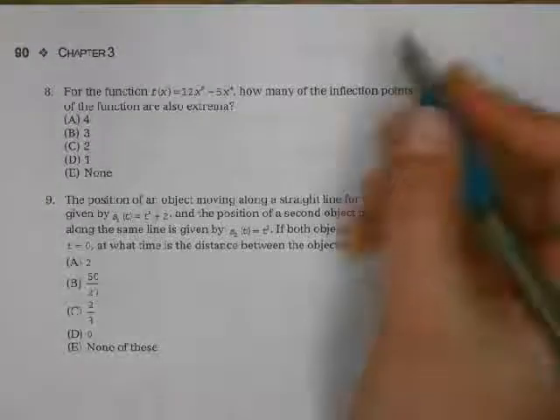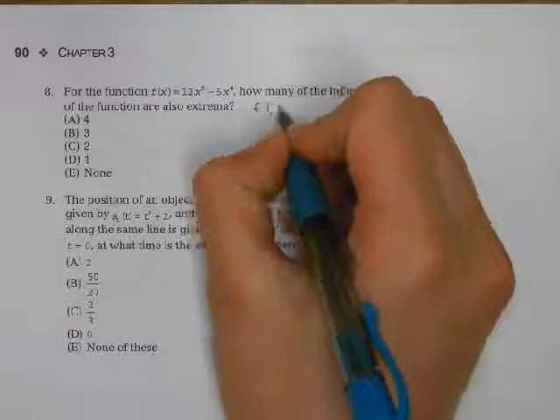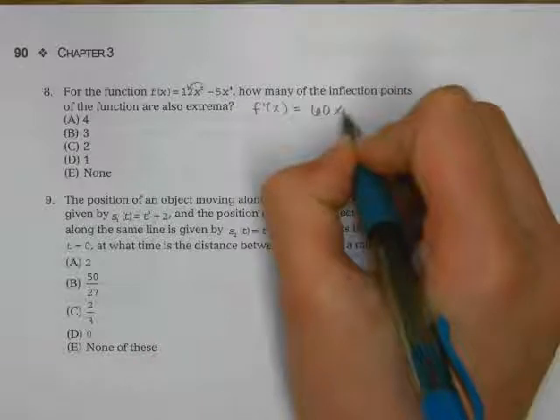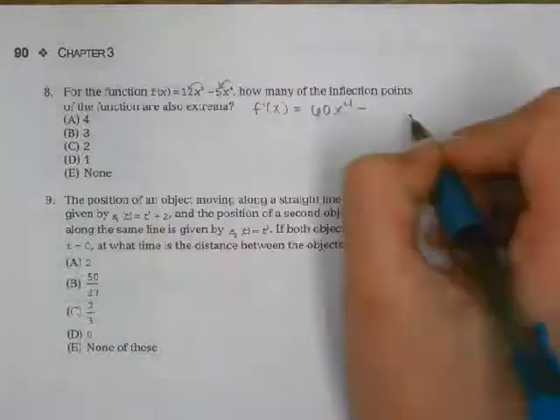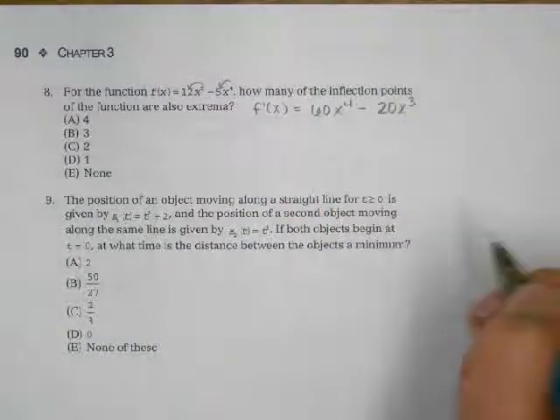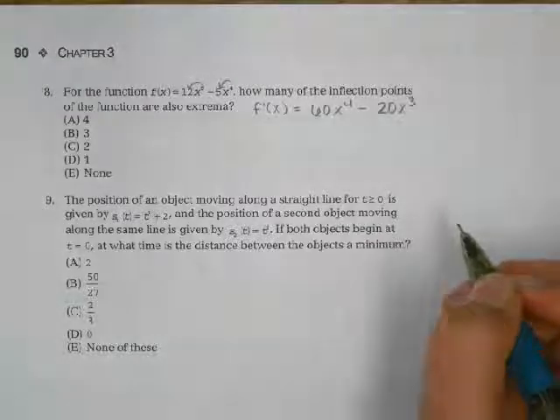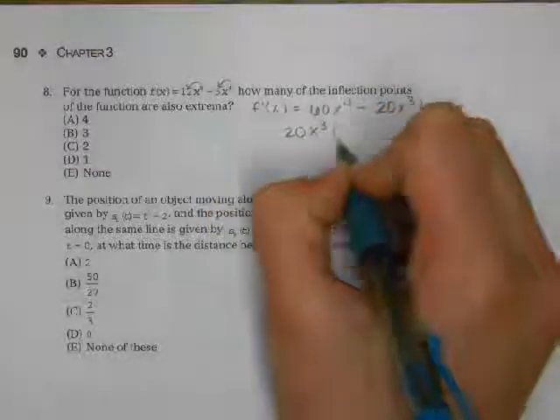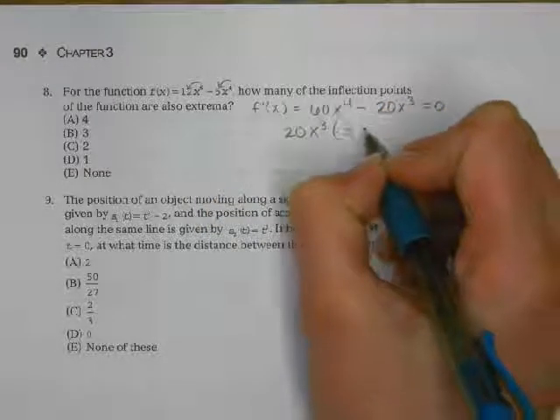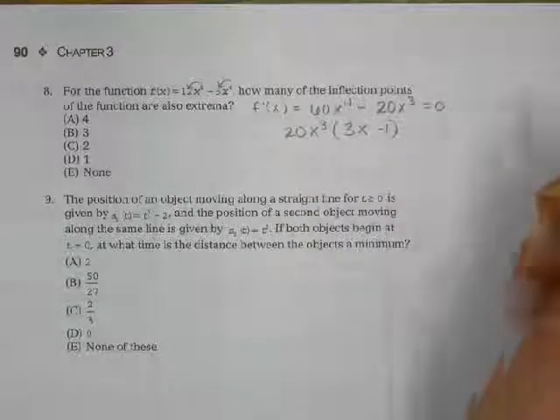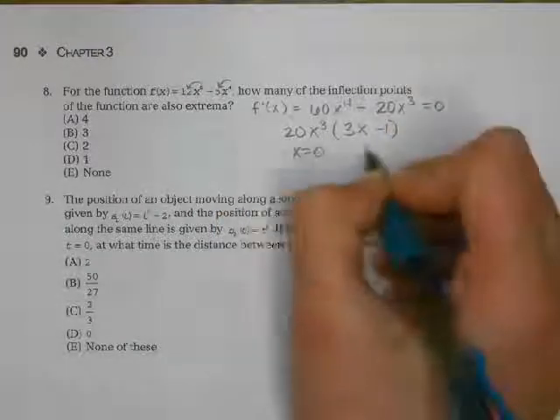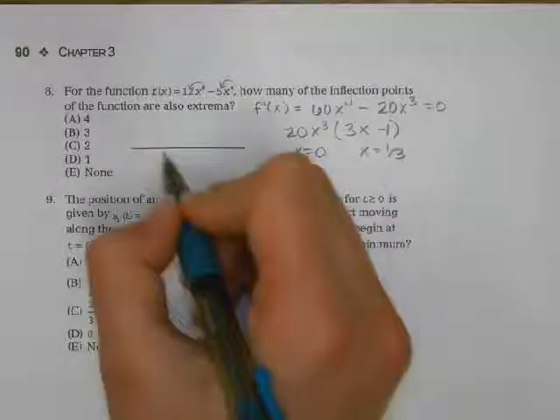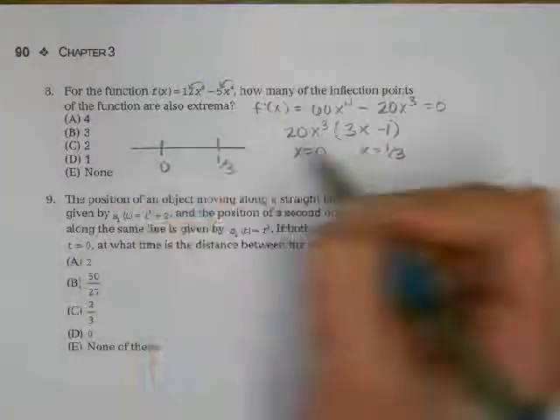So for this one, the first derivative is 5 times 12 is 60. So 60x to the 4th minus 20x to the 3rd. We're going to set that equal to 0 and solve it. So I have a GCF of 20x to the 3rd, and that gives me 3x minus 1. So x equals 0 and x equals 1/3. So on my number line I've got 0 and 1/3.